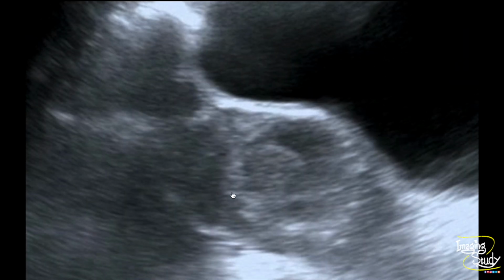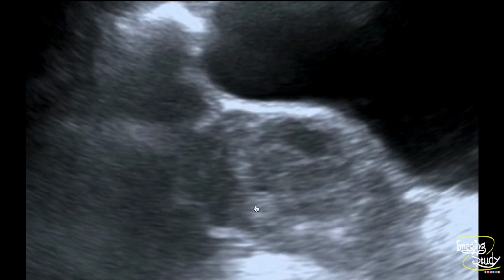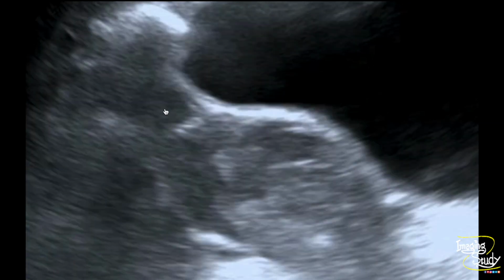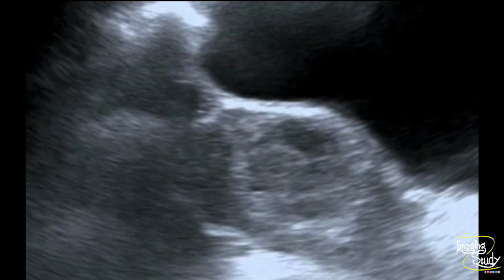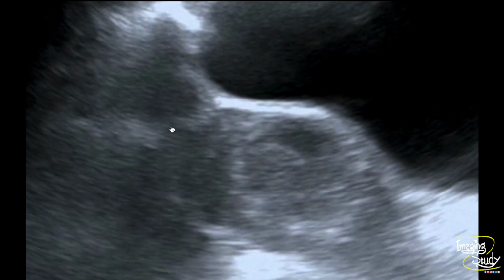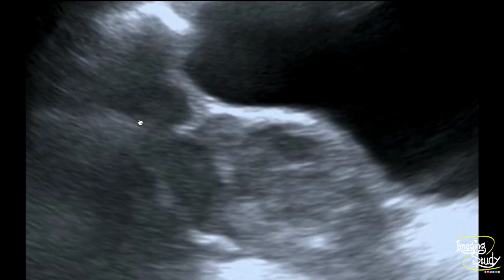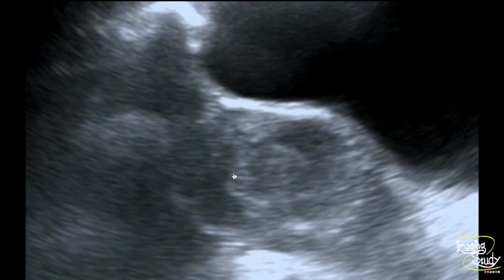So this hypoechoic collection adjacent to the right lateral uterine wall continues with the irregular hypoechoic myometrial collection with a breach in continuity of the right lateral perimetrium at the level of the uterine body, which suggests a case of post-DNC uterine perforation.